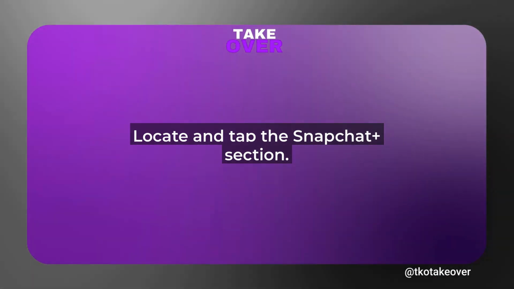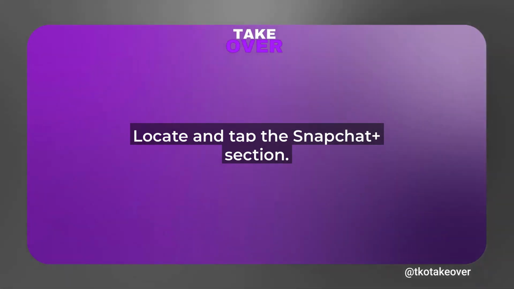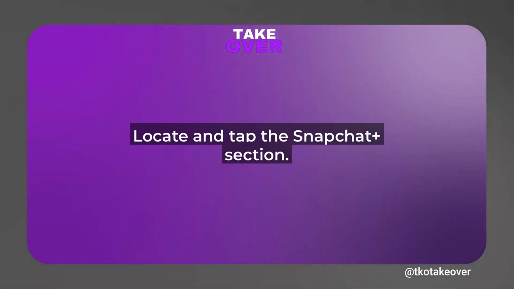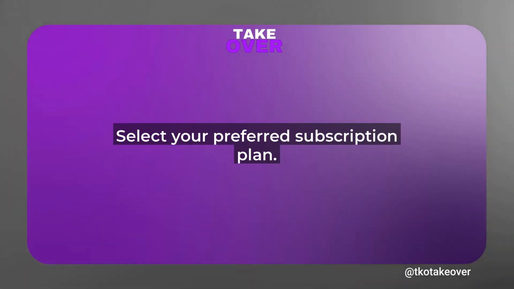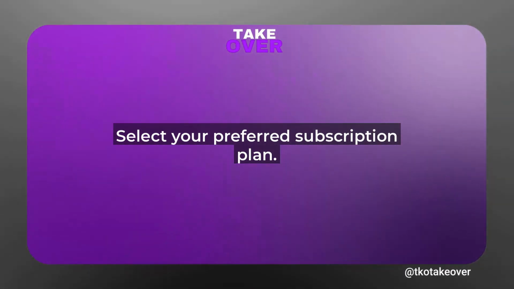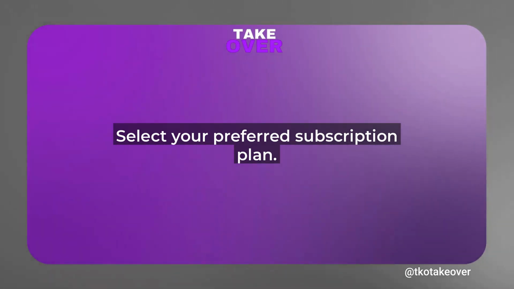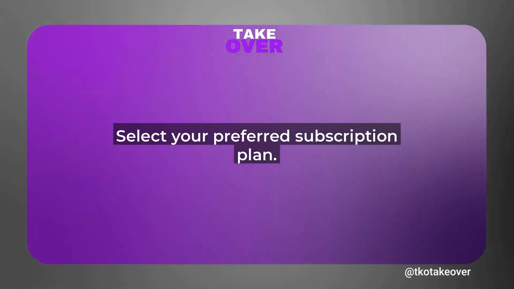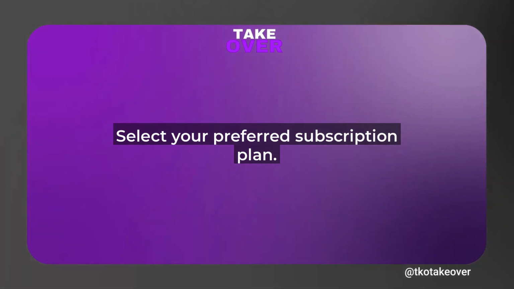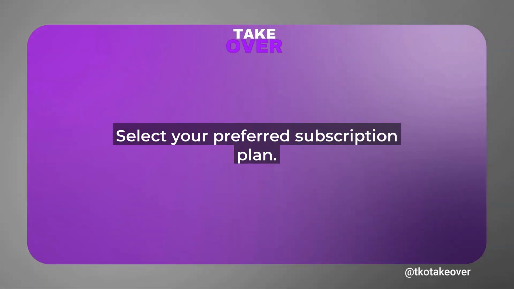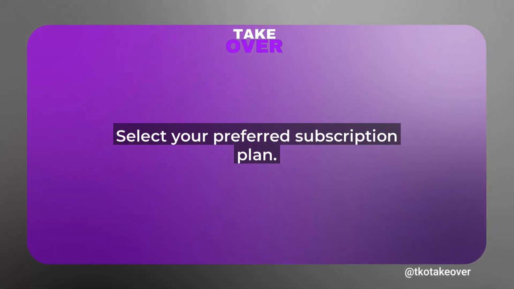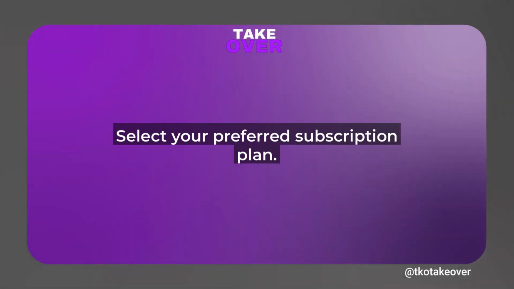Step 2. Tap on the Snapchat Plus option. This will take you to a page explaining all the awesome benefits and subscription plans available. Snapchat Plus typically offers monthly or annual options, so choose what fits your budget. For example, the monthly plan might cost around $3.99, while the annual one saves you money in the long run. Next, select your preferred plan and hit the Subscribe button.